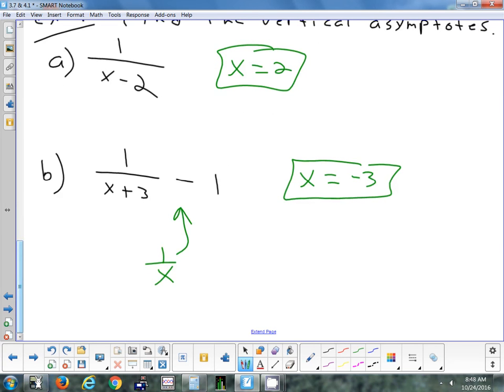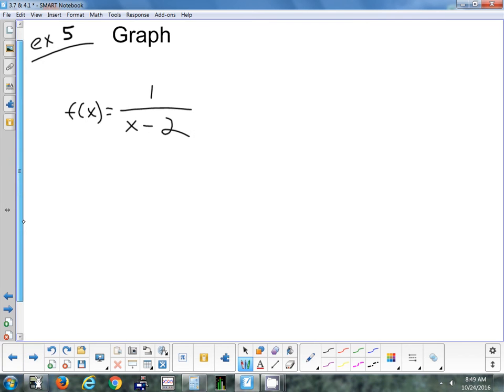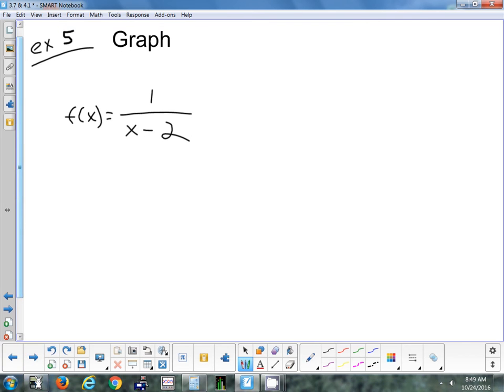So what I do is I try a really big value. Let x be like, I don't know, 100. 100 minus 2 is 98. 1 divided by 98, that's extremely small, but it's still positive. So I'm going to be about there.